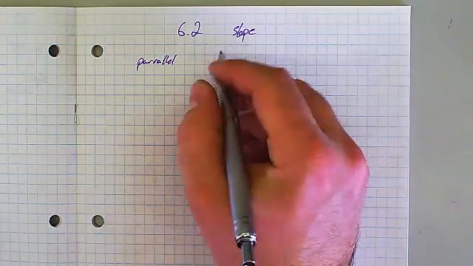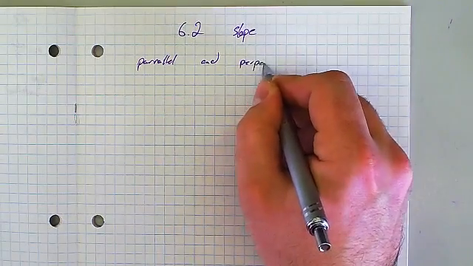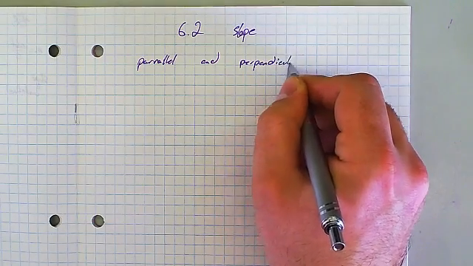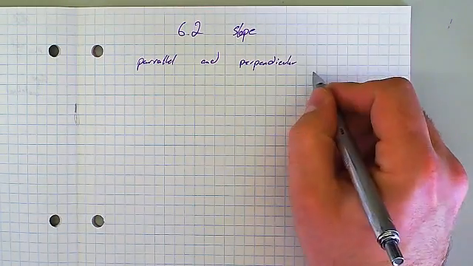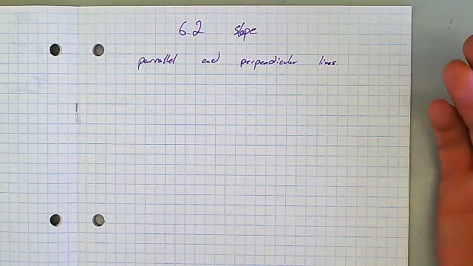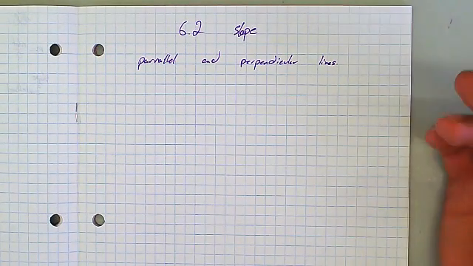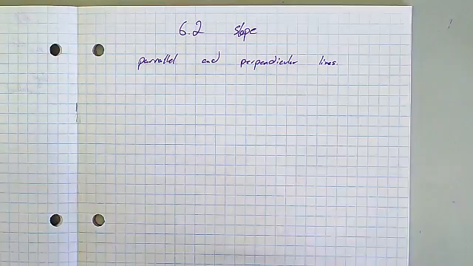Parallel versus perpendicular. Versus, or and versus, same thing. When you think about parallel, how do you visualize that? Two straight lines. Two straight lines that are what? Horizontal. They'll never cross. That's a good definition there.